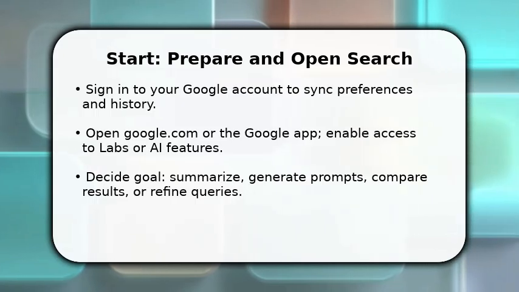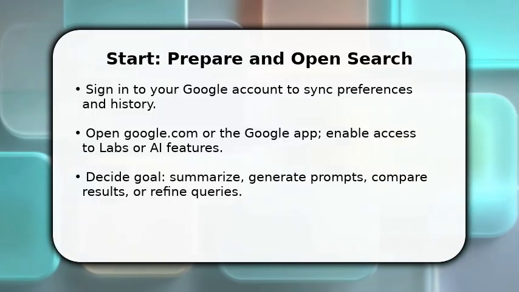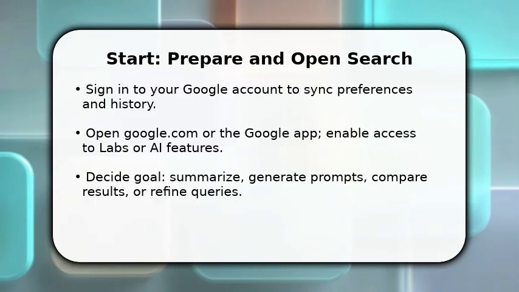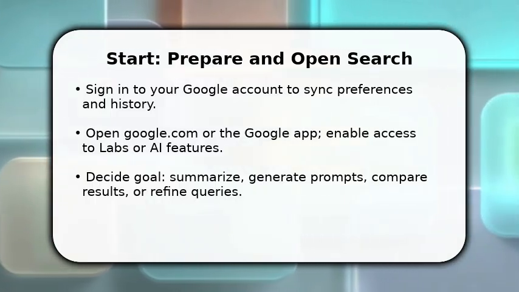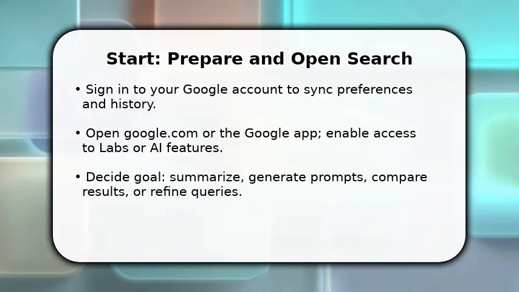You start by signing into Google so your preferences and history help tailor AI suggestions. Once done, open Google.com or the Google app and enable any available AI or Labs features.